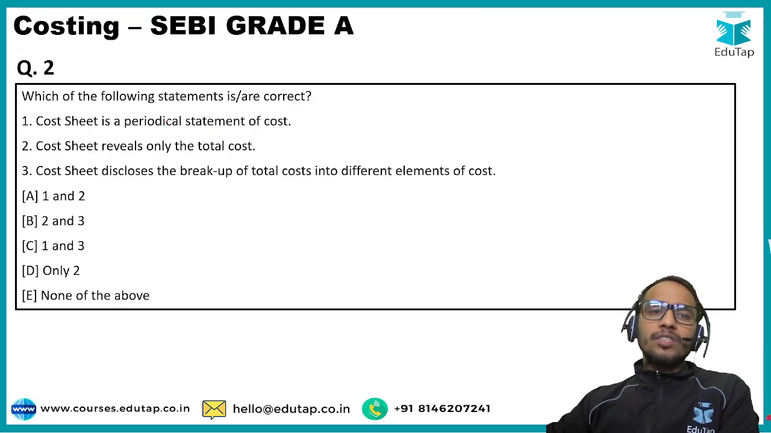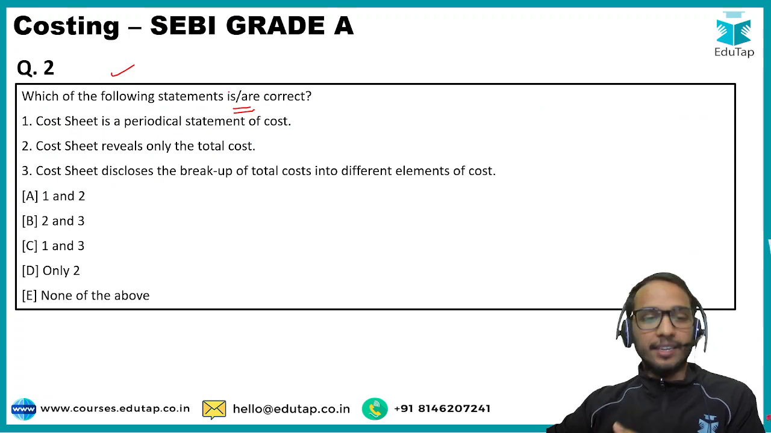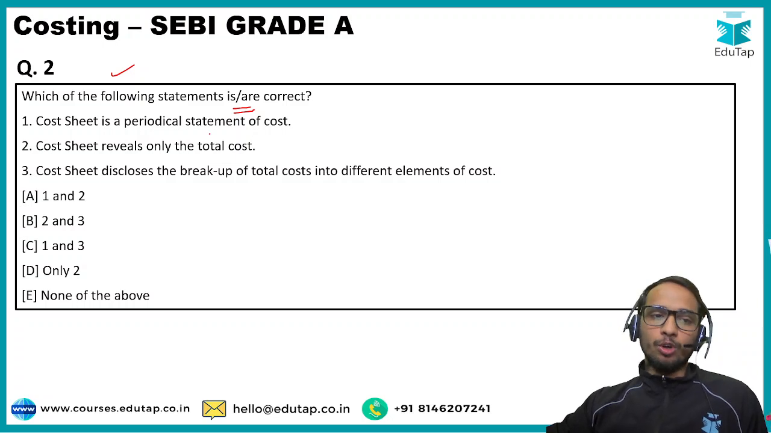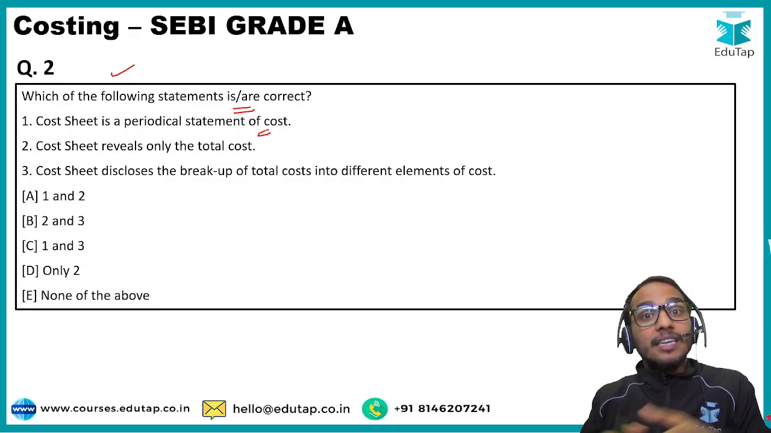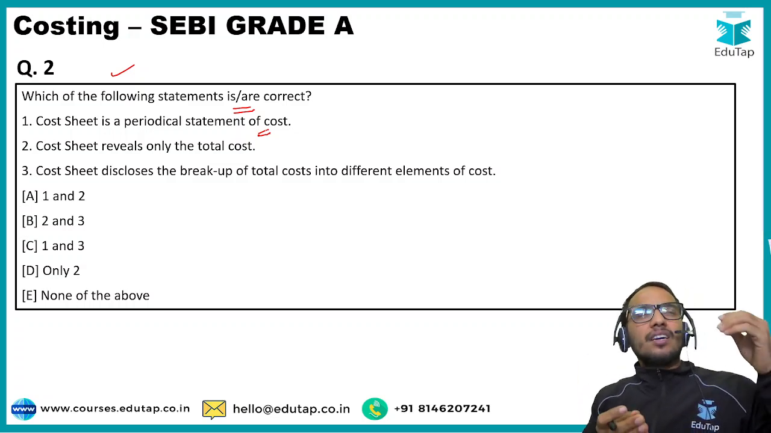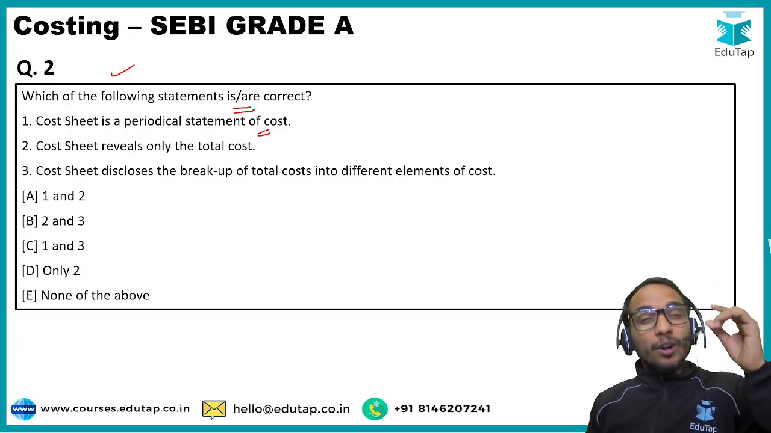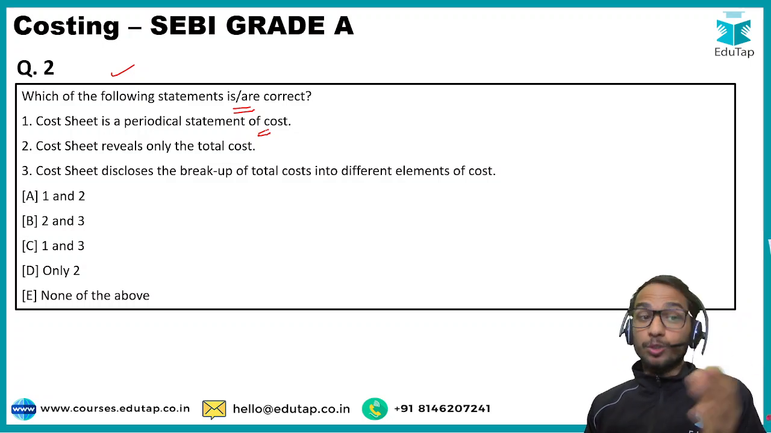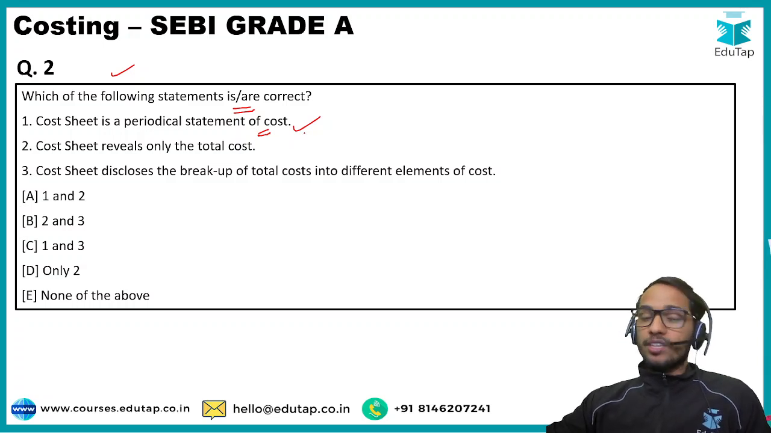Now let's talk about the second question, which says, which of the following statements is or are correct? So first of all, let's read out the statement one by one, then we are going to decide which are correct or not. First statement says cost sheet is a periodical statement of cost. So yes, cost sheet definitely gives you a periodic statement. So you can prepare the cost sheet on a quarterly basis, on a monthly basis, on a half yearly basis, on yearly basis as well. So yes, it is absolutely correct. So cost sheet is a periodic statement of cost.